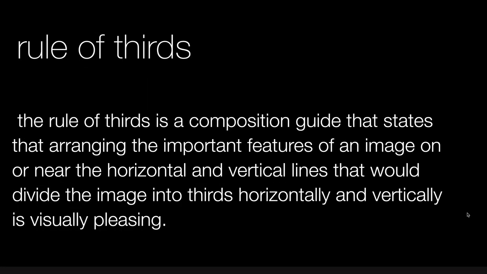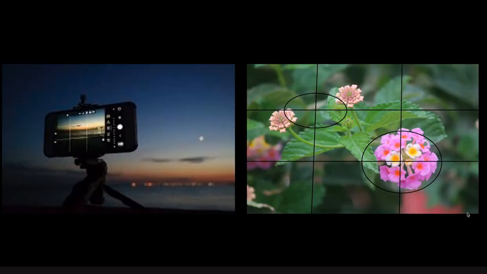And lastly is the rule of thirds, which is a compositional guide that states that arranging important features of an image should be near the horizontal and vertical lines that divide the image into thirds. It's a visually pleasing way to make a lovely photograph that is not centered. We've probably seen the grid on the back of our cameras or on our cell phones that help us with this compositional guide. It's just a nice way of making a balanced picture that's not always centered. It's nice to be near the intersections of these grid lines or aligned with those lines.